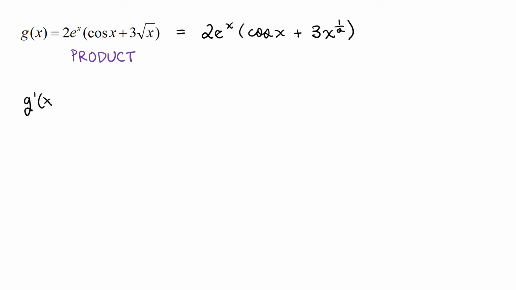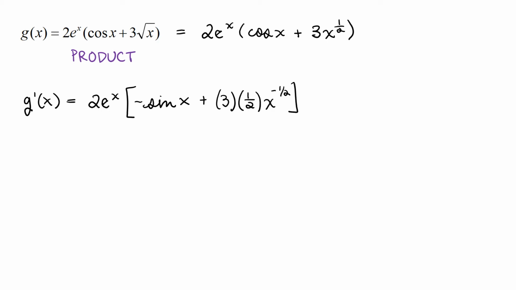So g prime of x will be equal to the first function, 2e to the x, times the derivative of the second function. The derivative of cosine of x is negative sine of x. The derivative of 3x to the 1/2 will be 3 times 1/2 times x to the negative 1/2. Then we'll need to add our second function, which is cosine of x plus 3x to the 1/2, times the derivative of the first function. The derivative of 2e to the x is 2e to the x.